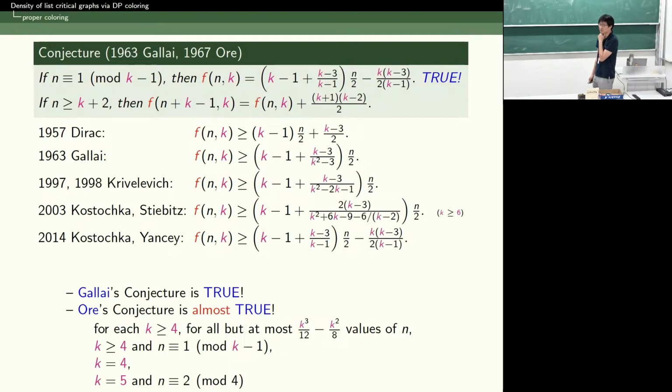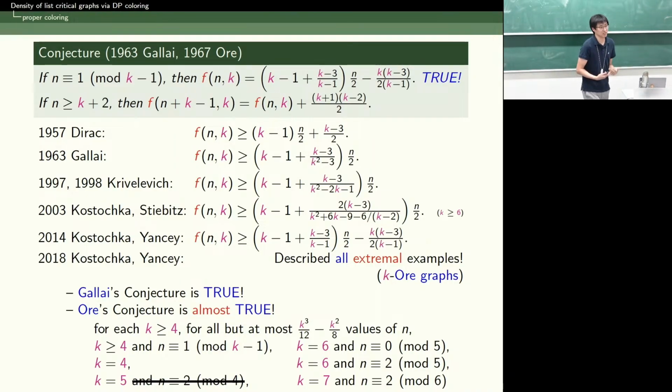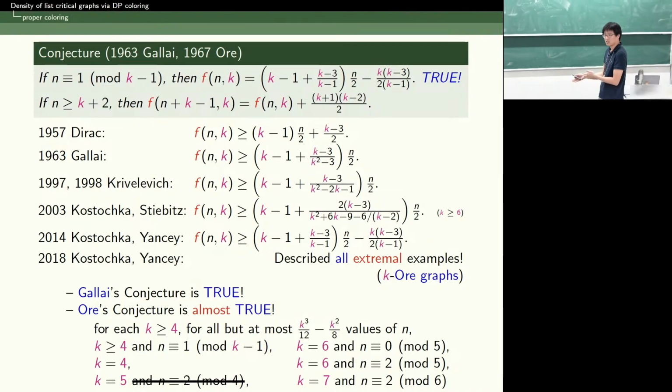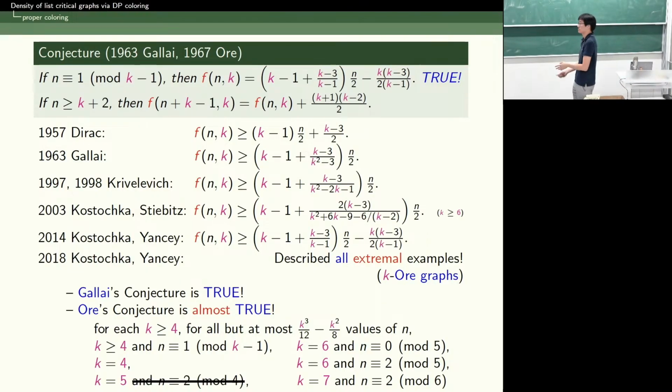And then they worked on this even more, and what they were able to prove was they actually determined all extremal examples for their bound. And it turns out all the extremal examples are exactly these k-Ore graphs that we saw on the same slide, when I was explaining the motivation behind Ore's conjecture. And in this process, in this 45-page paper, they showed Ore's conjecture holds for more of these values of k and more of these values of n. But they didn't disprove the conjecture.